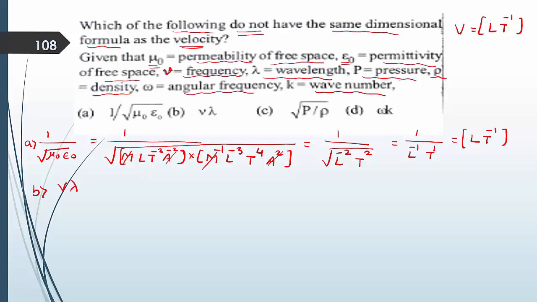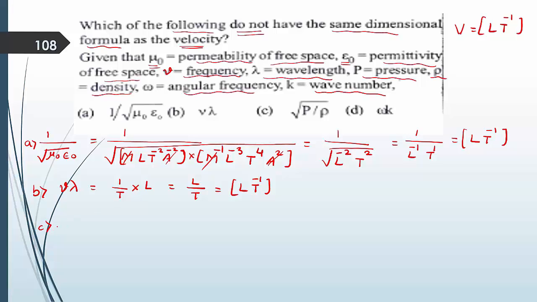V lambda. V lambda is equal to, I can write here, it is not V here, this is nu. Nu means frequency, here it is given in the problem. Frequency is 1 by t into lambda indicates wavelength is L. So L divided by t, that gives L t raised to minus 1. This is also having same dimension as velocity.